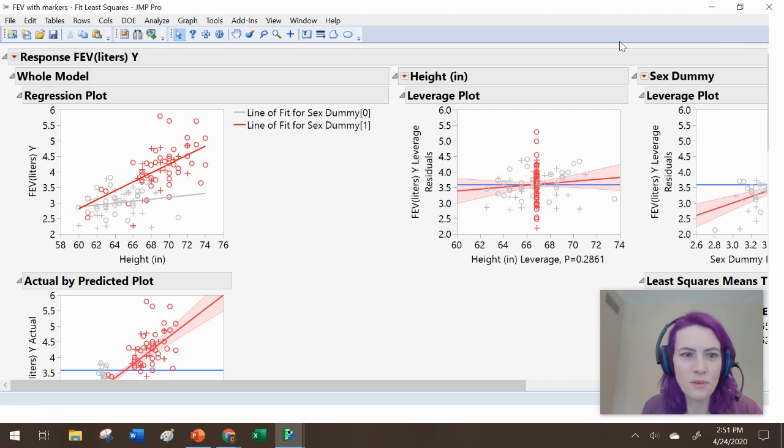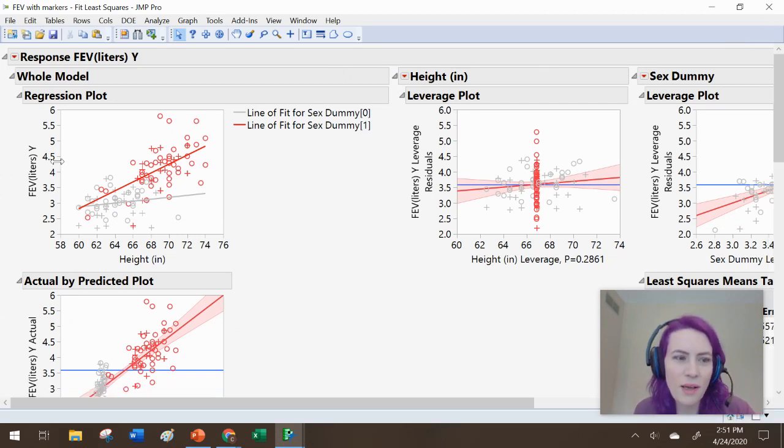Okay, so what do we see? We see a regression plot where we have two lines of fit, one in gray. Remember, the gray was the sex category that was assigned the zeros. So that's the females with the gray line. And then the other one was for the males with the red line. So what do you notice? These lines are not parallel anymore like they were previously when we did not include interaction. So allowing for interaction allows the two groups to have different slopes to their lines and different y-intercepts too.